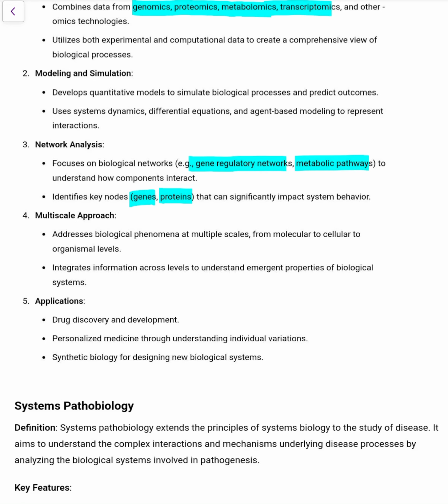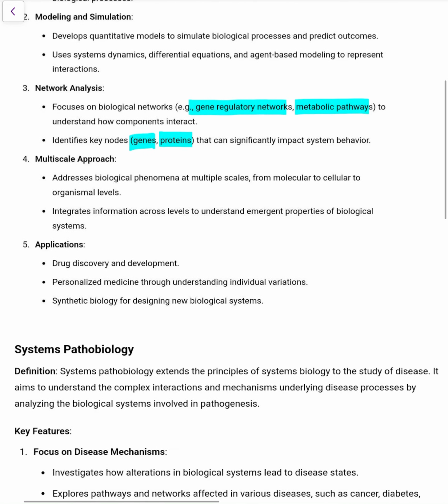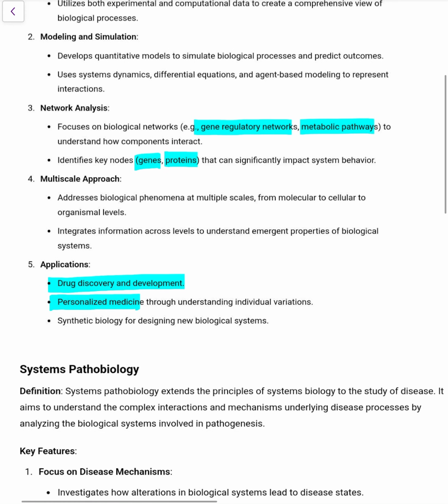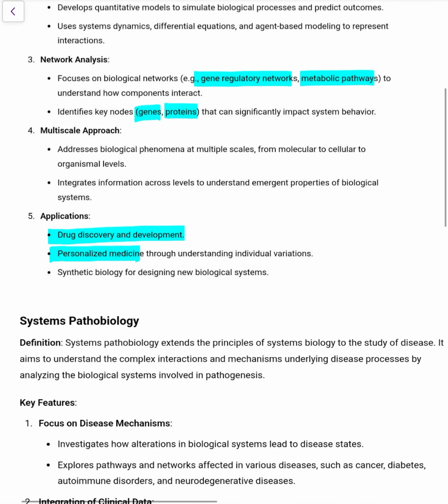So some of the applications we'll see, like drug discovery and development. You can create a simulation to see how the drugs can affect the biological system, suppose in humans, if you are testing. Personalized medicine, as it is also studying the genomics, so how a particular drug will act on the individual. We can study synthetic biology for designing new biological systems.